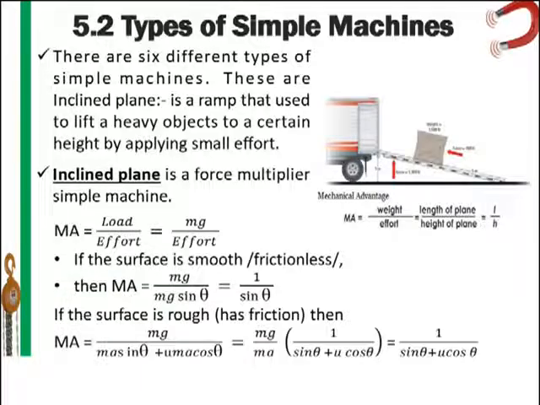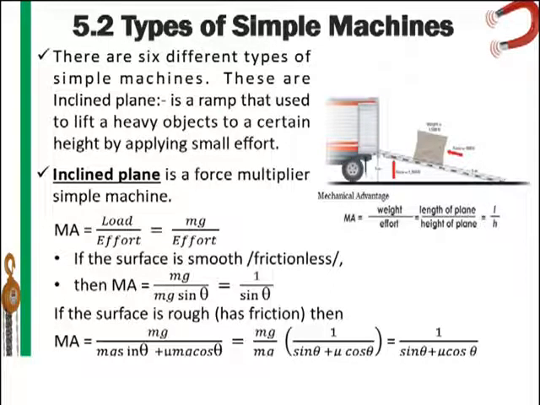Now, in order to understand why we have mg sine theta, you need to have a knowledge and understanding of the free body diagram associated with this particular setup. If the surface is smooth, in other words, if it is frictionless, then there won't be any other forces acting on the box. So the force required to move the box upwards along the inclined plane will be mg sine theta, where let's assume the ramp makes an angle of theta with the horizontal.